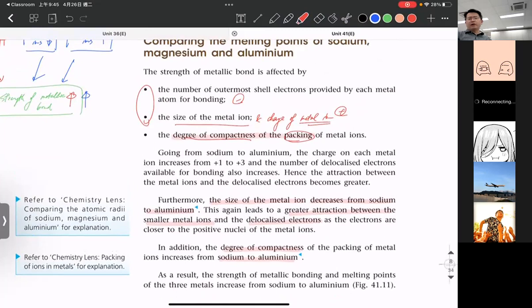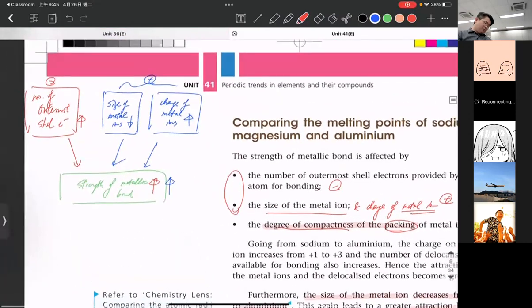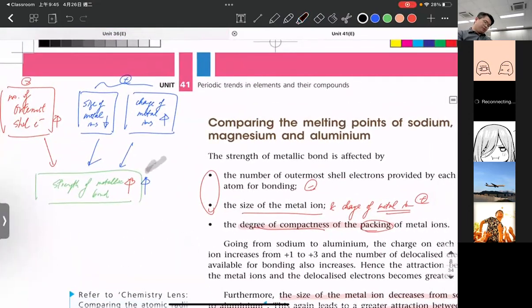Do you remember organic chemistry? We also consider this part, right? So mainly for melting point, we focus on packing together with other factors which would affect the strength of the metallic bond. Now, you may find this, right? The packing. So it is also commonly seen. Now, you mention it for melting point.